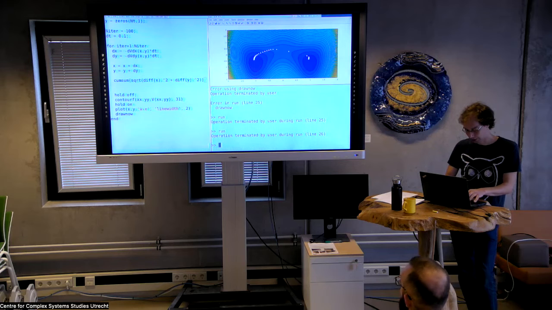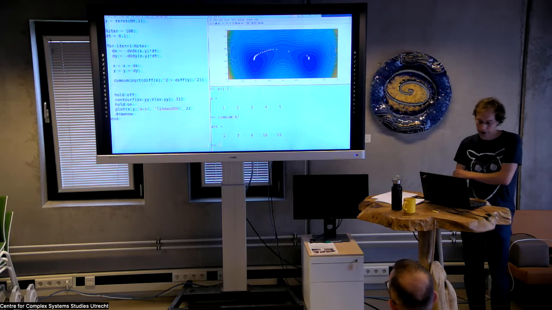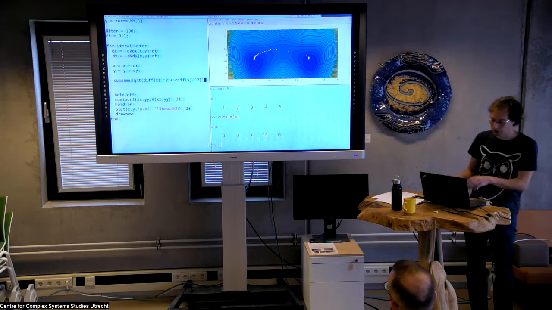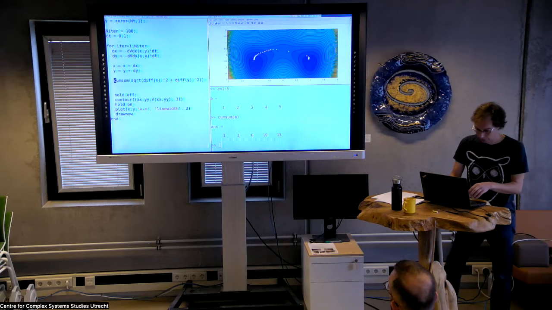What's cumulative sum? I'm just saying if A is this vector, then the cumulative sum of A is, the first entry is the sum of all entries before that. So this is 3 because it's 1 plus 2. This is 6 because it's 1 plus 2 plus 3. This is 10 because it's 1 plus 2 plus 3 plus 4, and so on. So this is just the integral up to every point. And because diff is a central finite difference, it has one fewer entries, so the first entry will be 0. I think that should work.